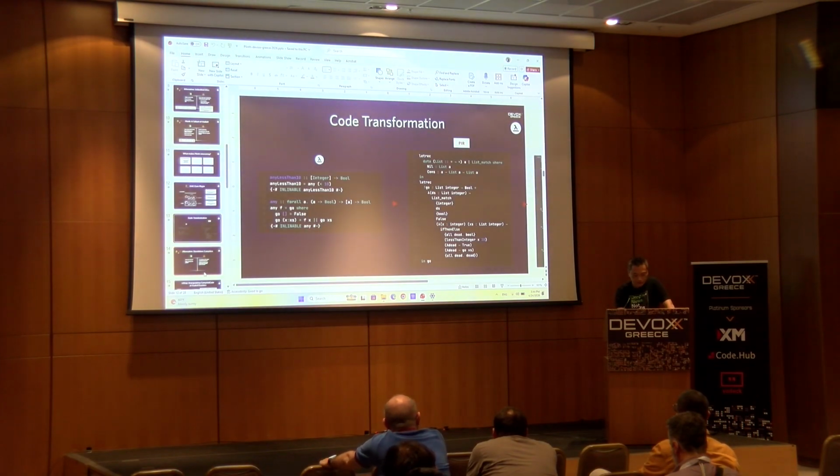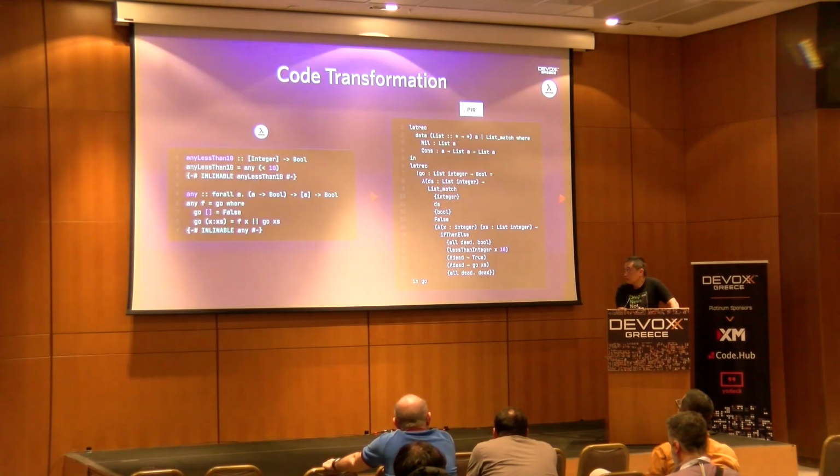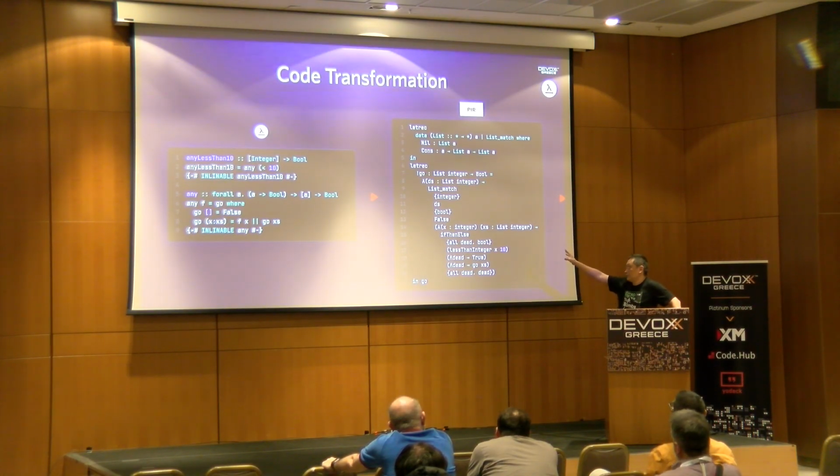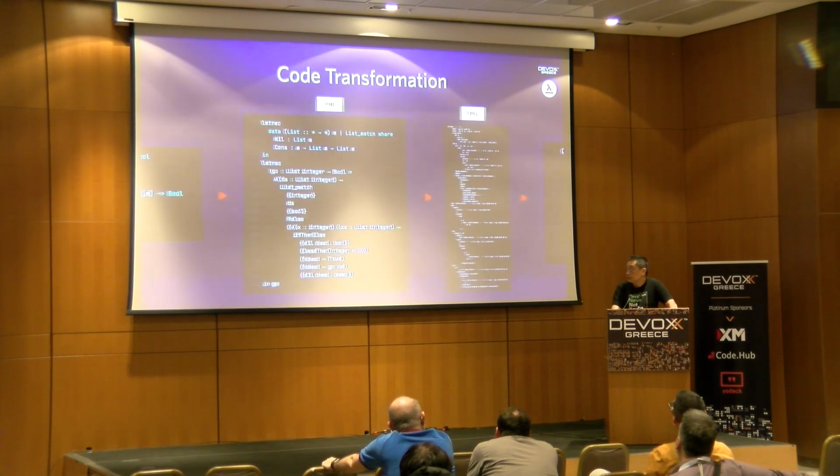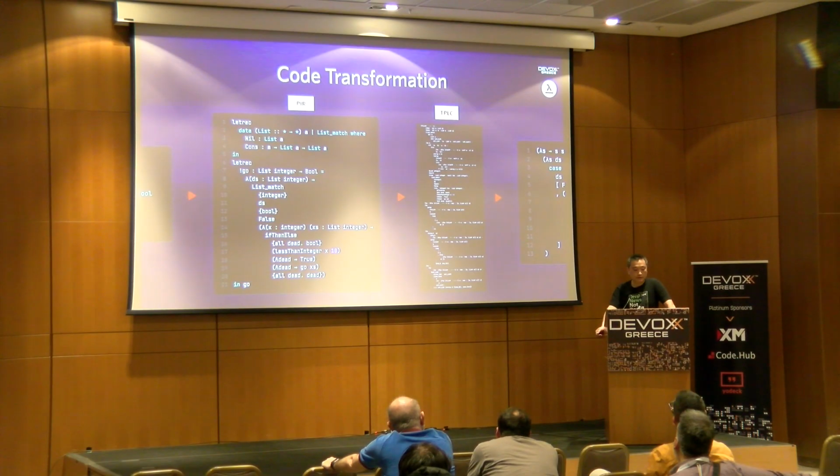Okay, this slide is hard to show without animation, so let me try again. On the left-hand side, it's Plinth. It's the same any less than 10 function that we've seen before. And on the right-hand side is PIR. As you can see, this is a fairly readable IR, because there are data types and there are recursions, right? This is basically a data type followed by a recursive function. So this is fairly readable. And okay, good, I'm glad it worked.